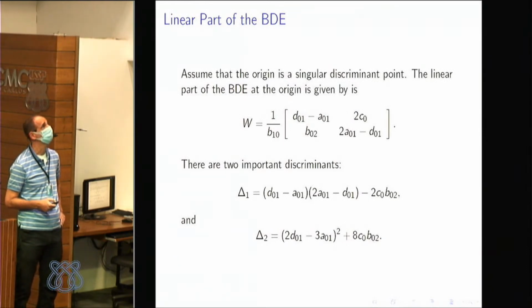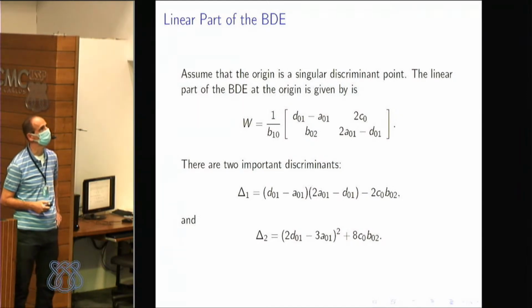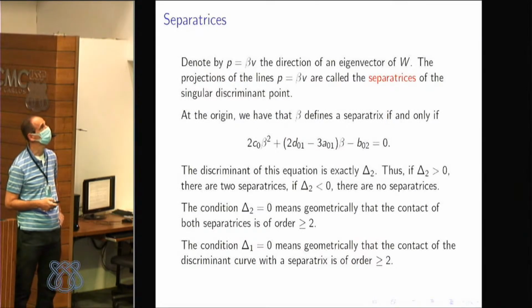To see what happens at a singular point, we have to consider the linear part of the differential equation, which I call W. Associated to this matrix, we have two important discriminants, delta 1 and delta 2. Delta 1 is just the determinant. Delta 2 is this other one. I'll explain here.